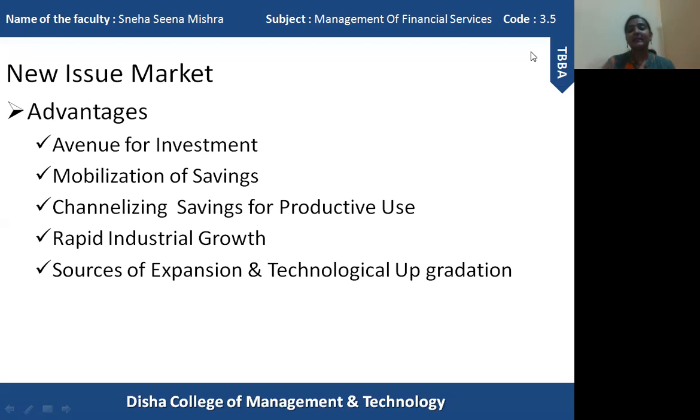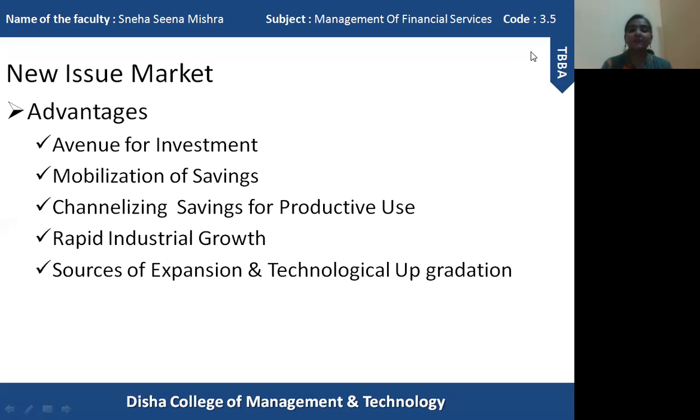So it leads to rapid industrial growth, where sources of finance are available, where getting finance becomes easy. It definitely leads to the creation of more and more companies, and it will lead to rapid industrial growth. So this is also one of the most important advantages of the new issue market, because it leads to the creation of different kinds of companies, and it also boosts the financial condition, the economy of the entire country.